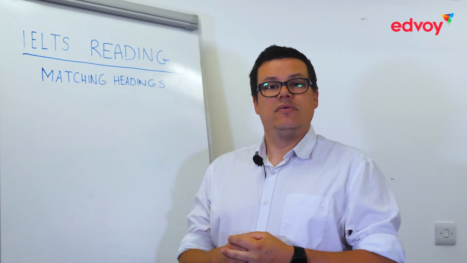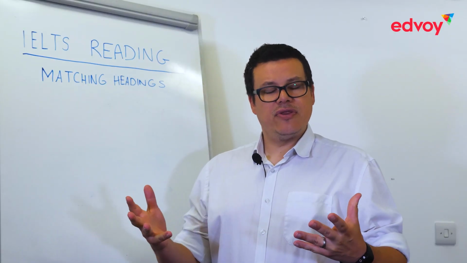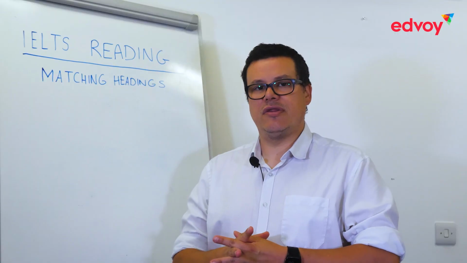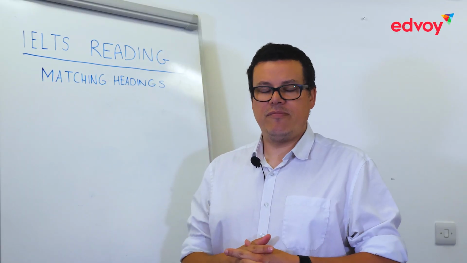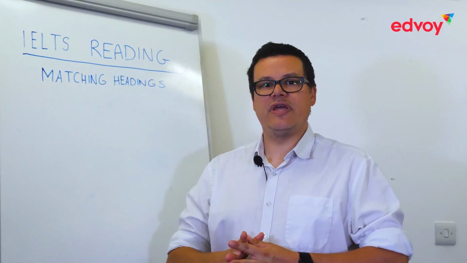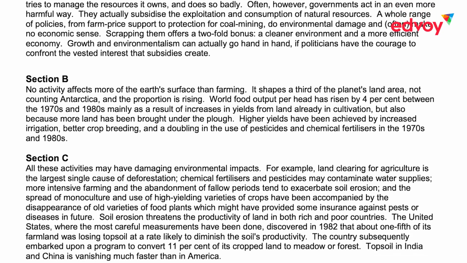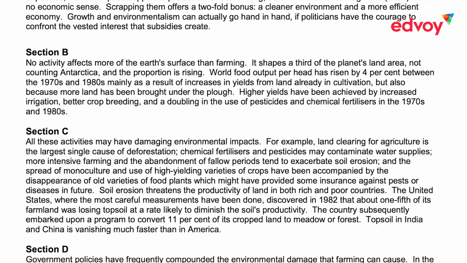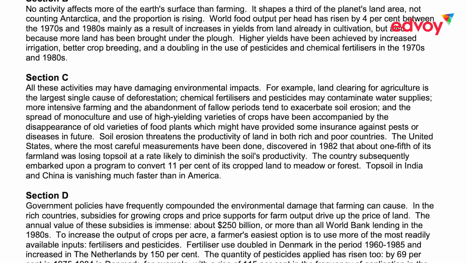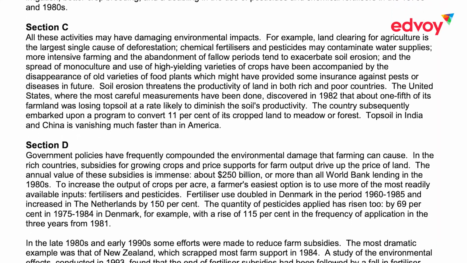In a previous video, we looked at how to approach matching information questions. I mentioned that to answer those questions, you'll need to focus on specific information in the paragraphs. However, for matching headings questions, you're going to need to focus on the main idea of each paragraph or section. So, where do you find the main idea in a paragraph? Well, try reading the first 2 lines of each paragraph, as this is where the topic sentence is usually located, although sometimes it could be the final sentence.